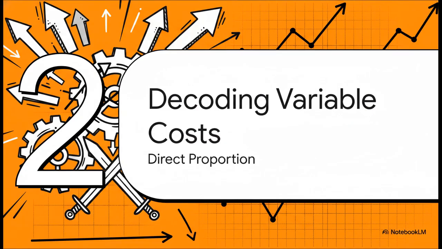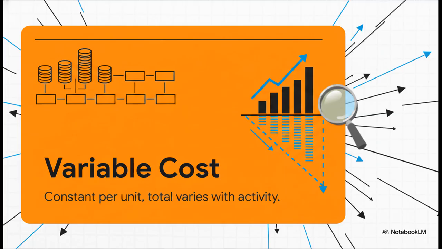Moving right along to Section 2, Decoding Variable Costs. Let's completely flip the script and see how these ones behave. The foundational law for variable costs is this: they remain constant per unit, but the total cost varies in direct proportion to activity. Notice how sharply that contrasts with the fixed cost behavior we just locked down? It is literally the exact mirror image.